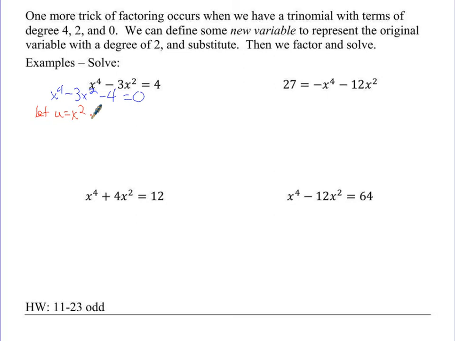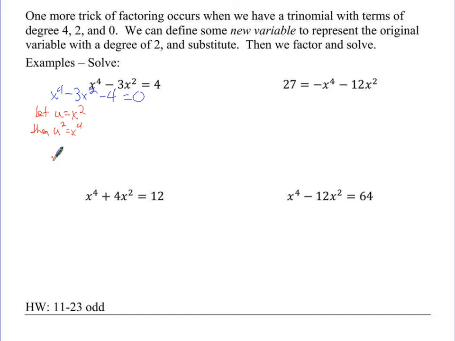If u is equal to x squared, then what is u squared equal to? X to the 4th. So I'm going to write that down on this one too. So u squared equals x to the 4th. That means, let u equal x squared, then u squared equals x to the 4th. And if that's the case, then I can substitute those letters in.